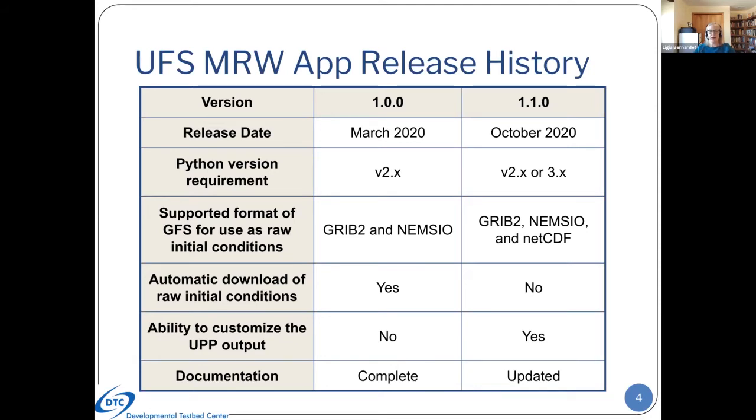One more new capability of version 1.1 is the ability to customize the UPP, which is the Unified Post-Processor output. So now users of the app are able to choose which variables they want to have in their final output. And finally, for version 1.1, we have done a revision of the documentation and updated it for the latest and greatest.